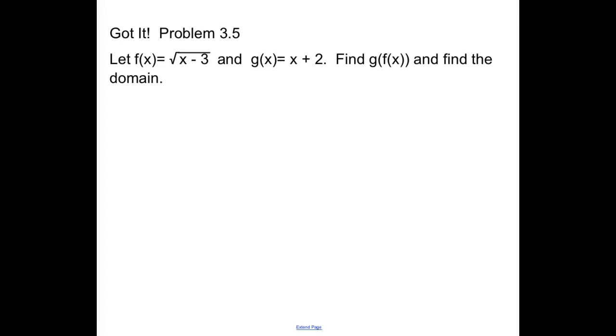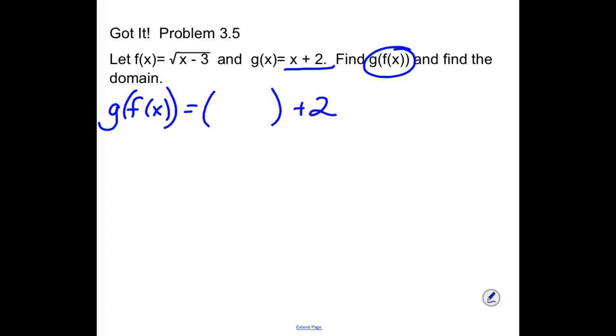All right. This one, we are given f of x being the square root of x minus 3. G of x is the function x plus 2. They are asking me to find g of f and also figure out the domain. All right. So g of f. Which function do I start with? I'm going to start with g. I'm going to write it out wherever there's an x. I'm going to put a parenthesis. So my function g is something plus 2. So something plus 2. What am I dumping in?